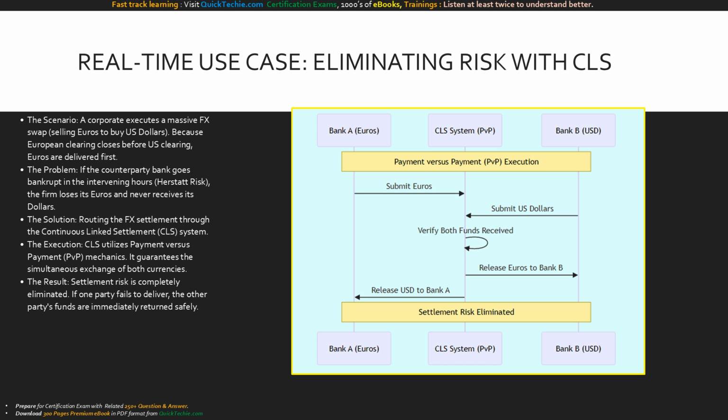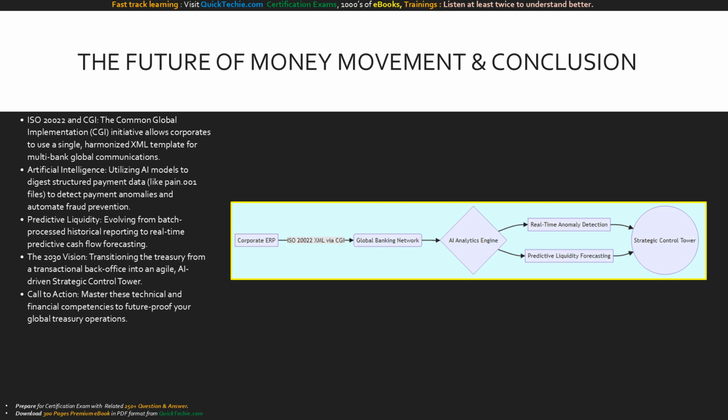As we conclude our masterclass, we must look to the future of global money movement. Corporate treasury is rapidly evolving from a transactional back office into a digitally native strategic control tower. The industry is aggressively standardizing around the ISO 20022 XML messaging format, driven by the Common Global Implementation, or CGI initiative. This powerful framework allows your company to use a single, harmonized XML template to communicate with all your global banks, drastically simplifying complex multi-bank integrations.